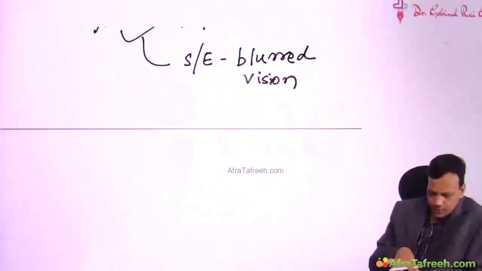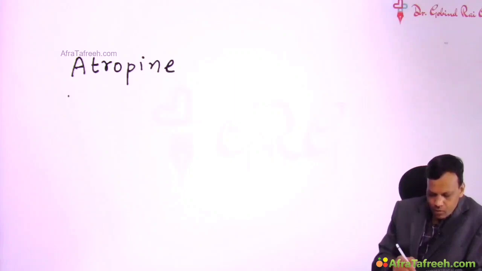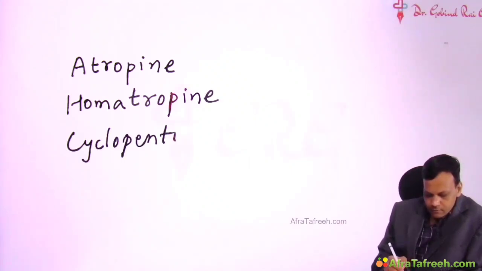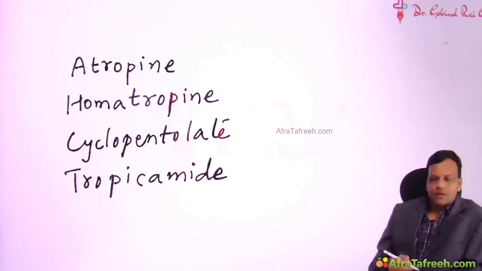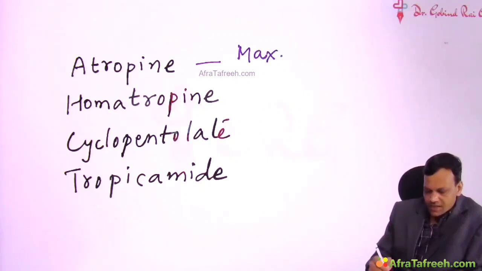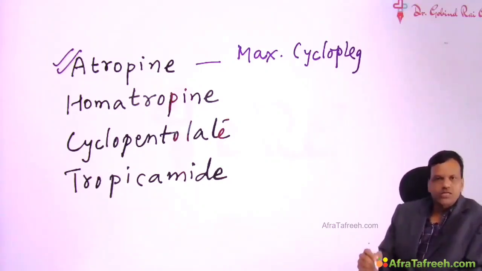Now, coming to drugs. Anticholinergic drugs which are used in the eye are atropine, homatropine, cyclopentolate, and tropicamide. Now, out of these, atropine is the strongest cycloplegic drug. It causes maximum cycloplegia. So due to this reason, it is the drug of choice for refraction testing in children because they have very strong ciliary muscle tone.